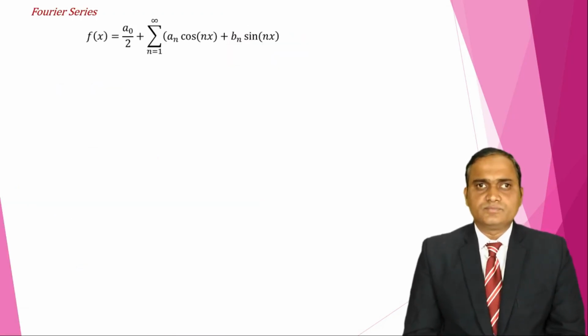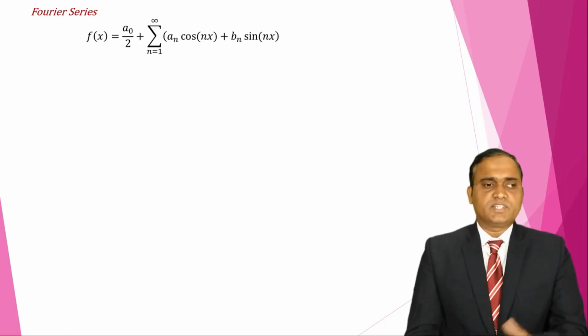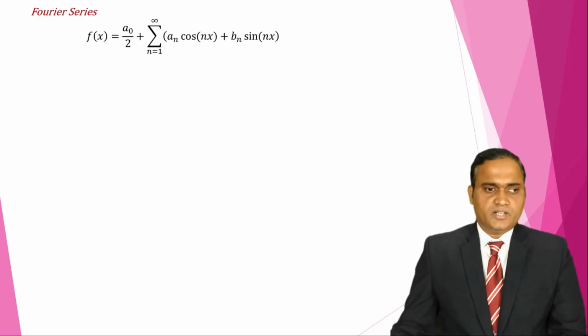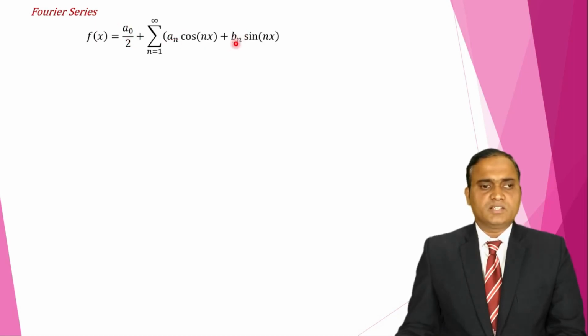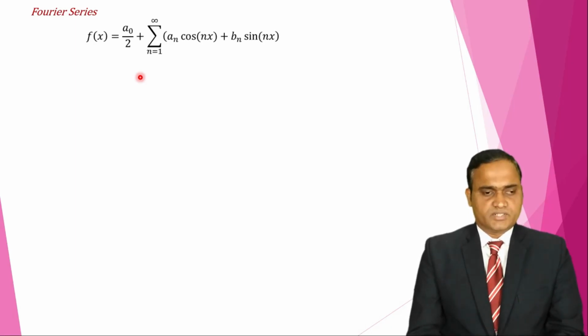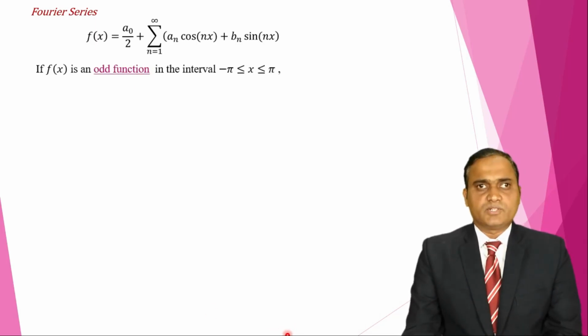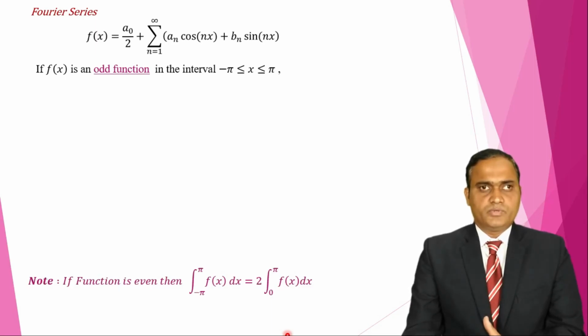Now the Fourier series definition: f of x is equal to a naught by 2 plus summation of an cos nx plus bn sin nx. A naught, an, bn are the Fourier constants. We just have to find the a naught, an, bn values and substitute in this Fourier series. We get the Fourier series expansion of that function. So now f of x is an odd function in the interval minus pi to pi, so we must know the following notes.